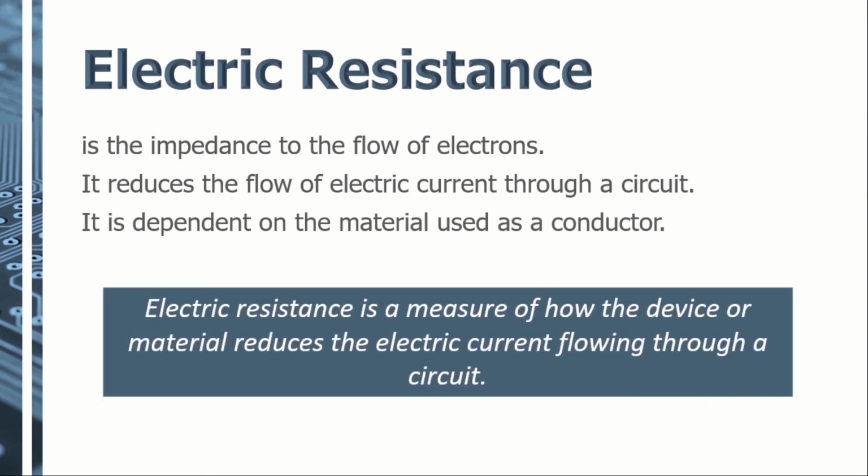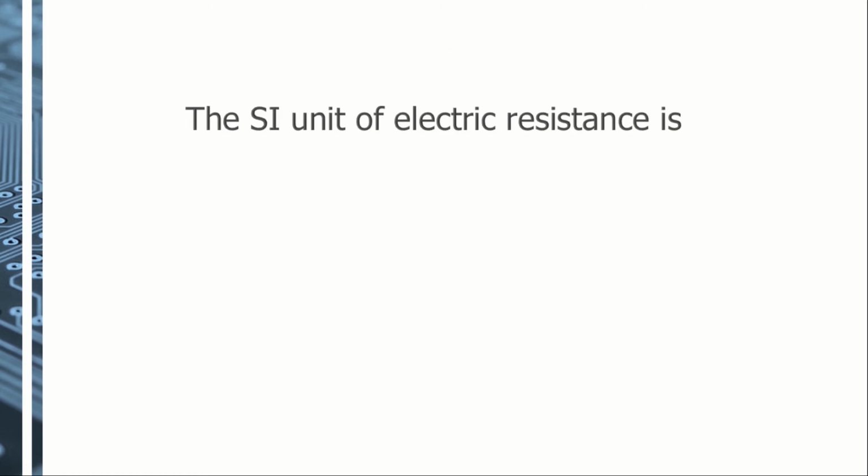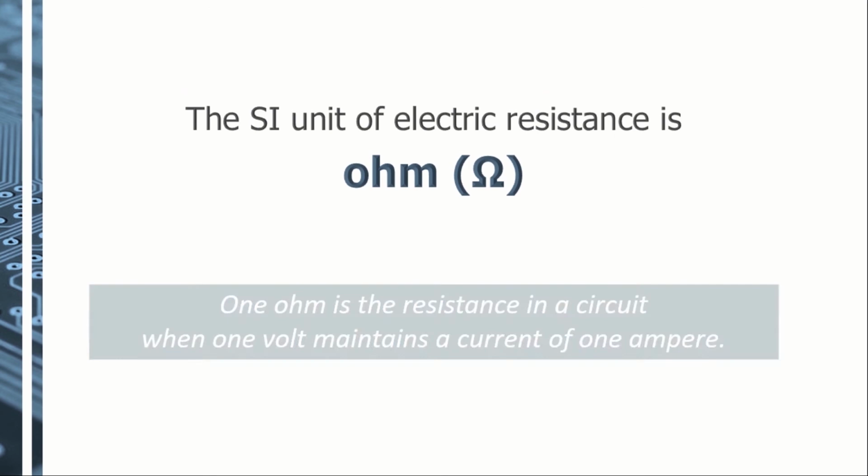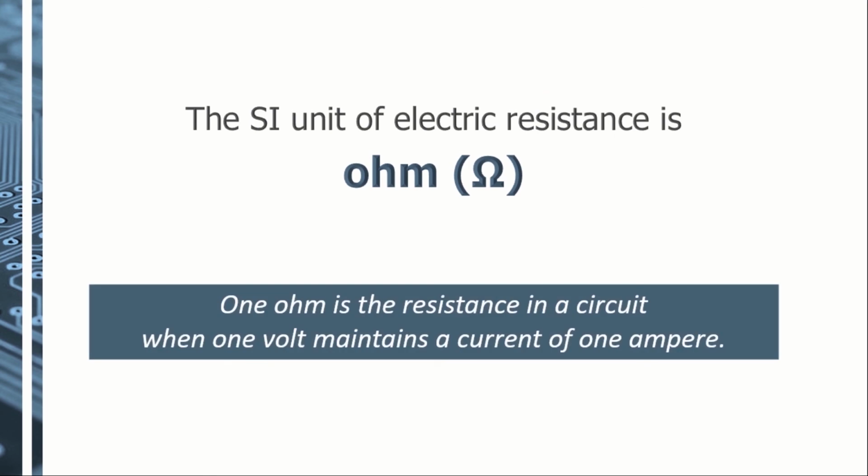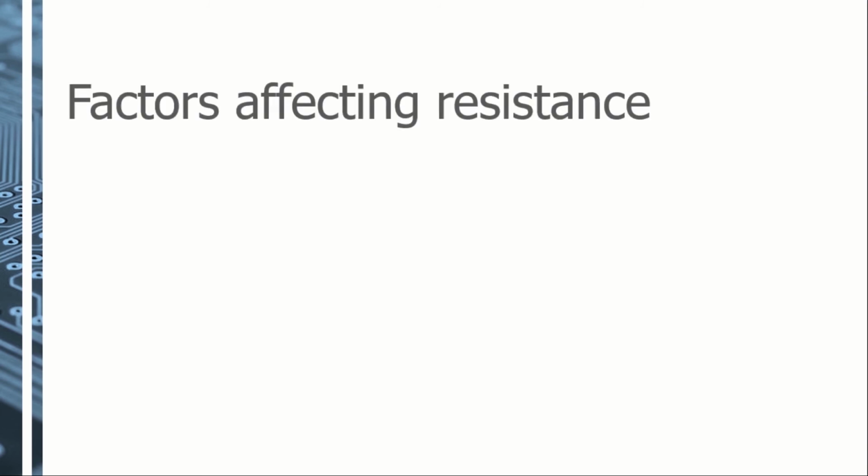Electric resistance, therefore, is a measure of how the device or material reduces the electric current flowing through a circuit. The SI unit of electric resistance is ohm, with the symbol omega. 1 ohm is the resistance in a circuit when 1 volt maintains a current of 1 ampere. As mentioned, the material used as a conductor determines how much resistance is given. The following are the factors that affect resistance.